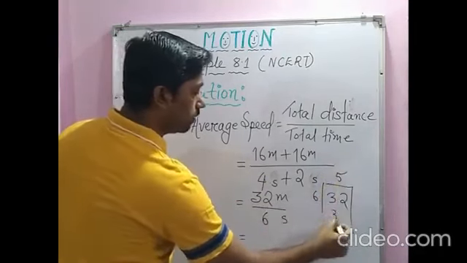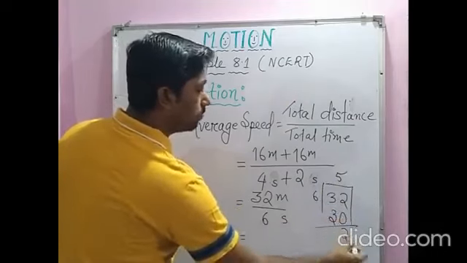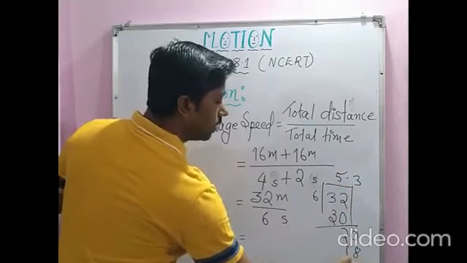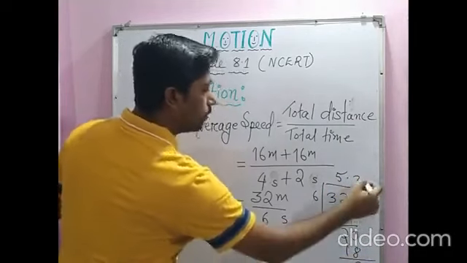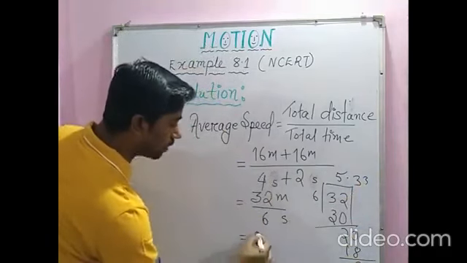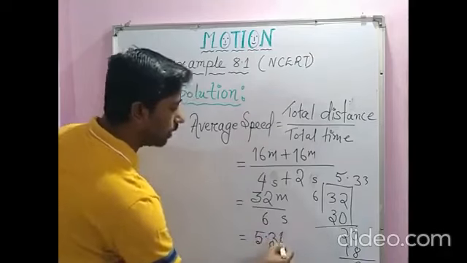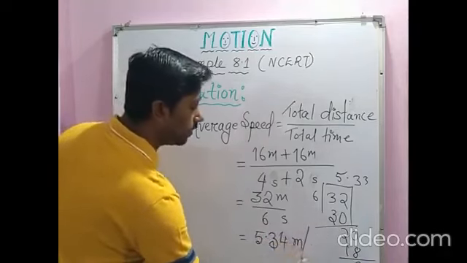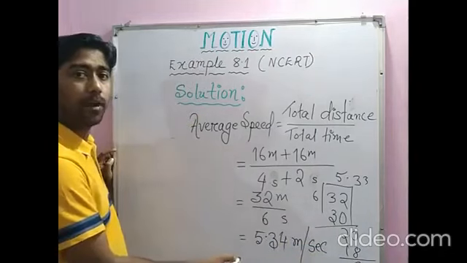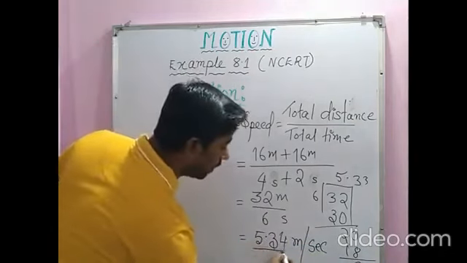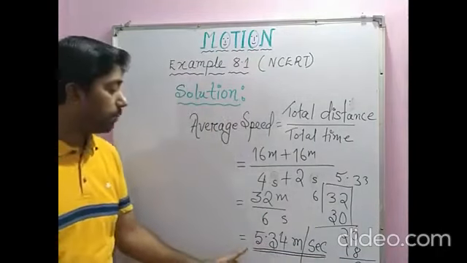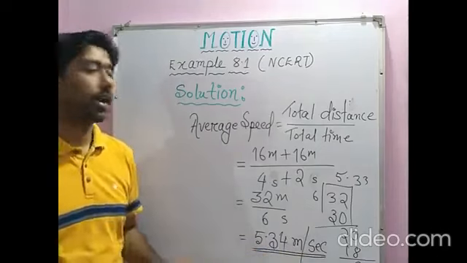5 times 6 is 30. 3 times 18. Again it will come 3. So it's a recurring decimal. So we get approximately 5.34 meter per second. So this is your answer. 5.34 meter per second. Okay, 5.34 meter per second is the average speed.